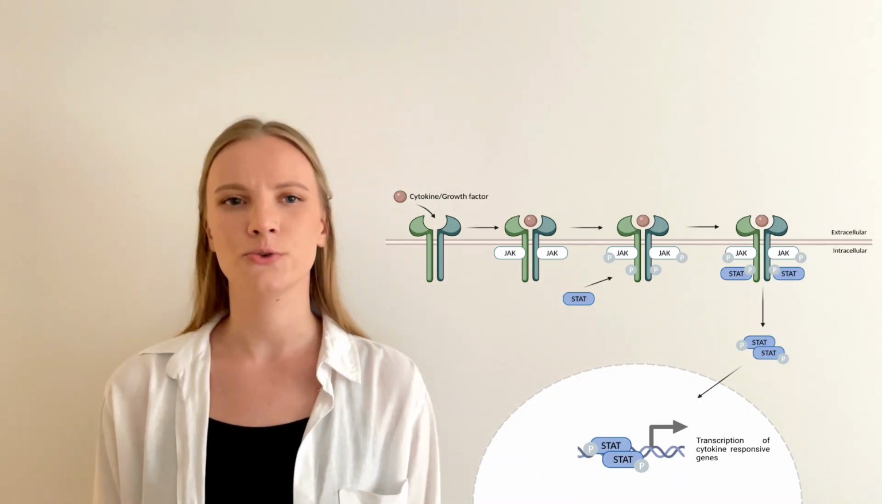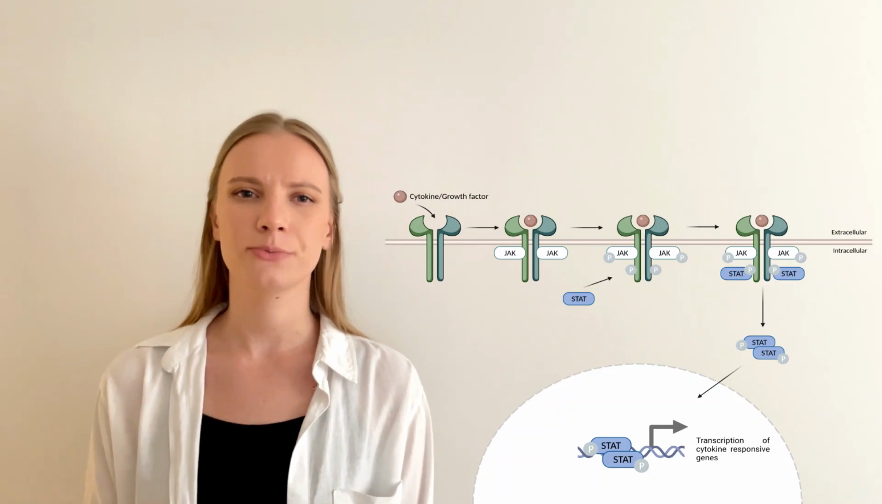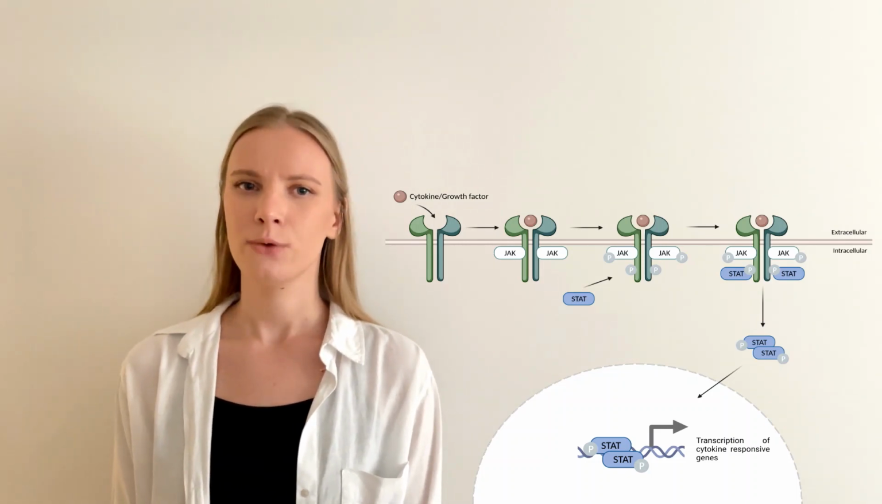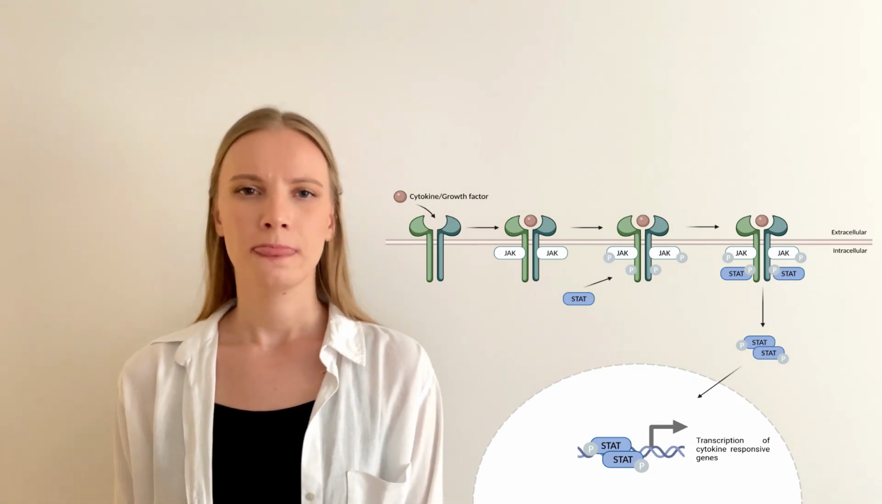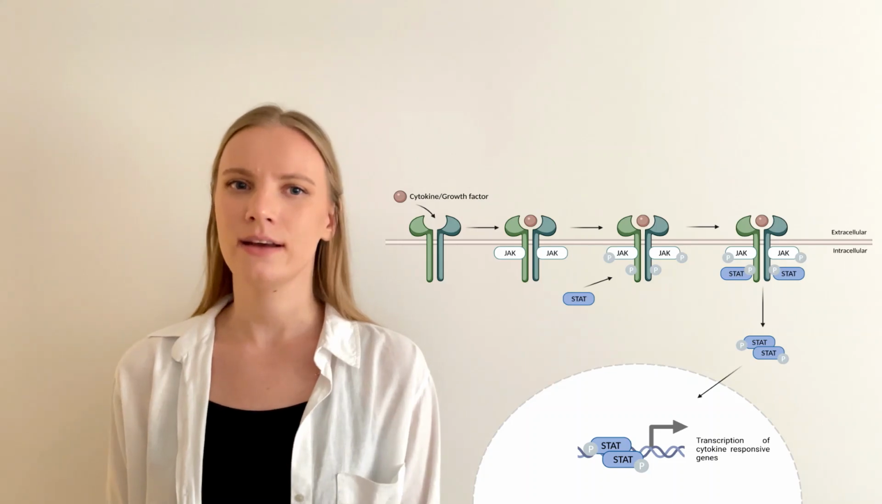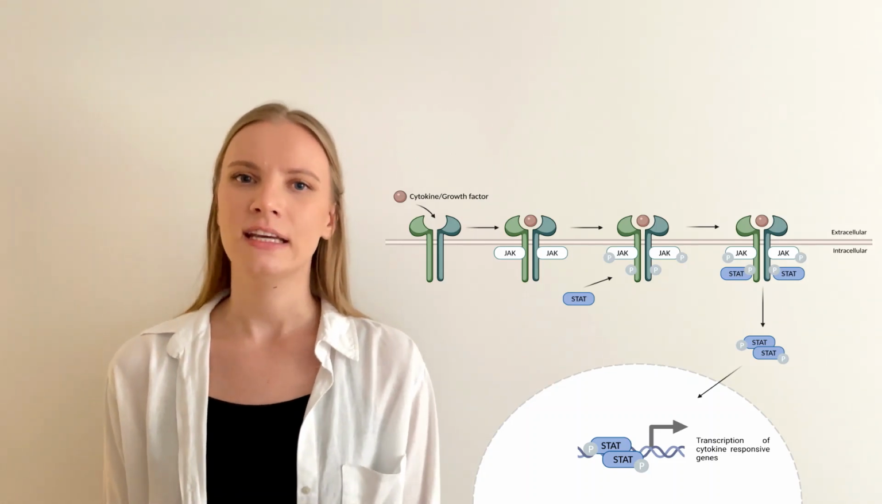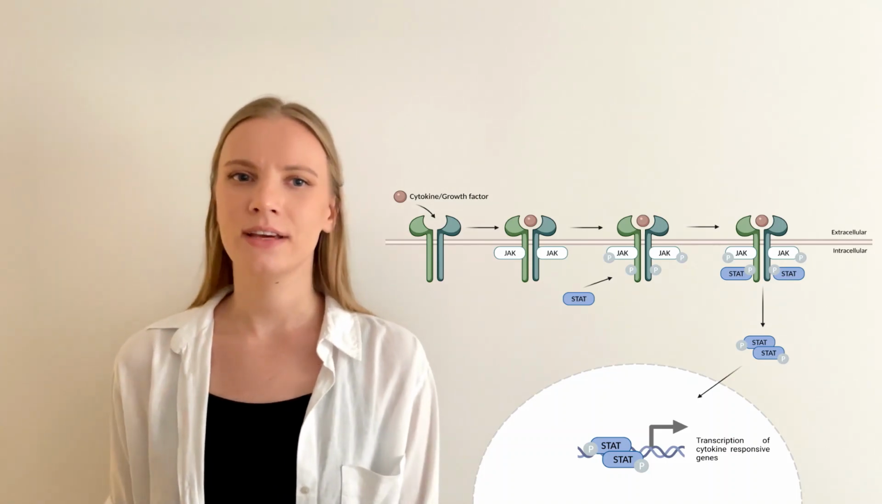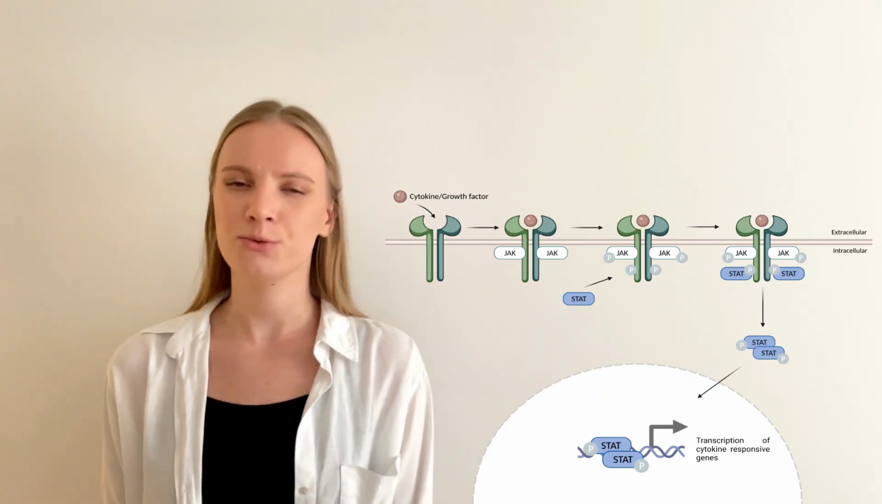In this case, it's usually a cytokine, a molecule produced by neighboring cells. This molecule will bind to a receptor on the cell surface, which will lead to a structural change. A protein which is bound to the receptor inside the cell, a Janus kinase, will get activated and express its function in activating other molecules through phosphorylation. It's going to activate the STAT protein, known as a transcription activator.